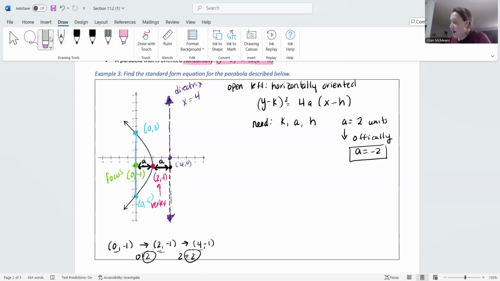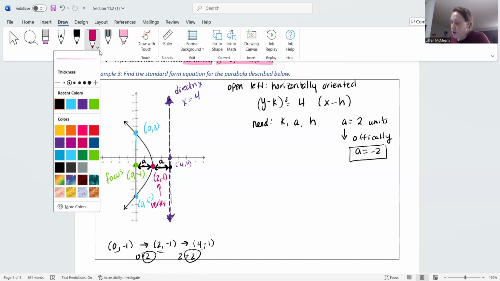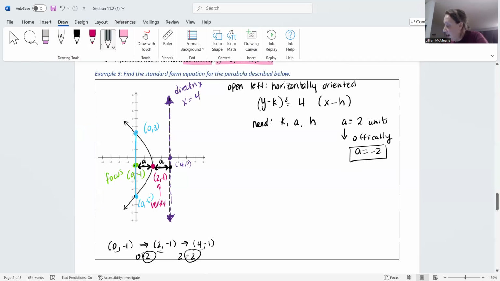So let's go ahead and say, hey, we know what A is. Let's make it a bright color. Well, let's do this magenta color. So we know that A is -2. We'll clean this up in just a bit.